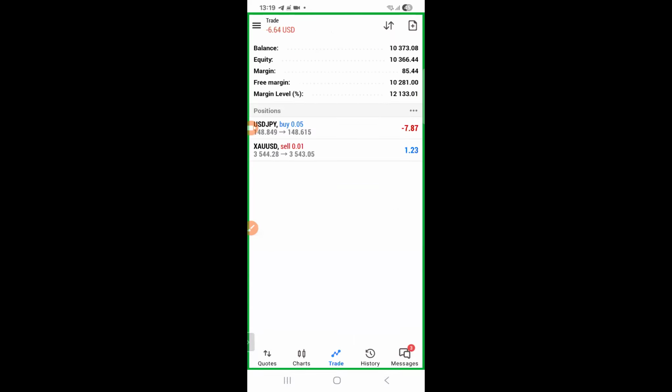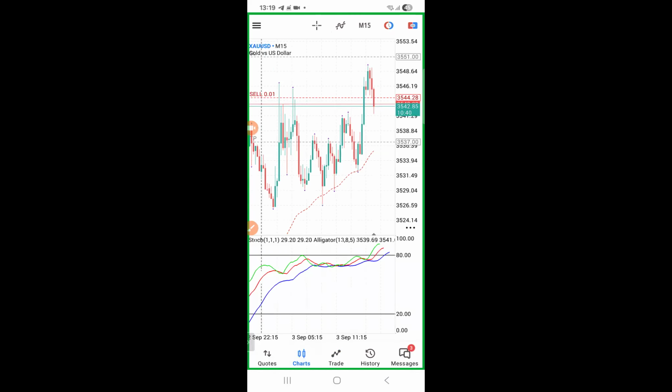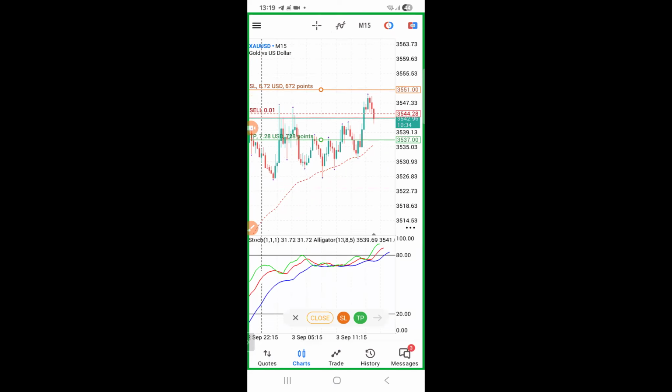So you can see. If I come now, look at my stop loss here. I'm just doing an example. If I want to know how much I am going to lose if the trade goes south, I'm going to lose just $6. It's not a bad deal. And how much am I going to make if the trade comes my way? It's going to make $7.